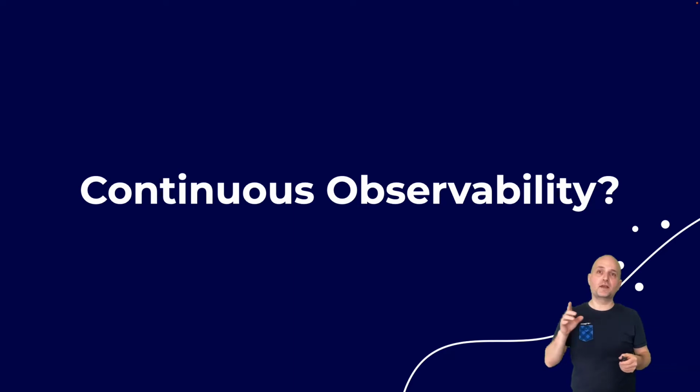Observability is defined as the ability to understand how your system works on the inside without shipping new code.